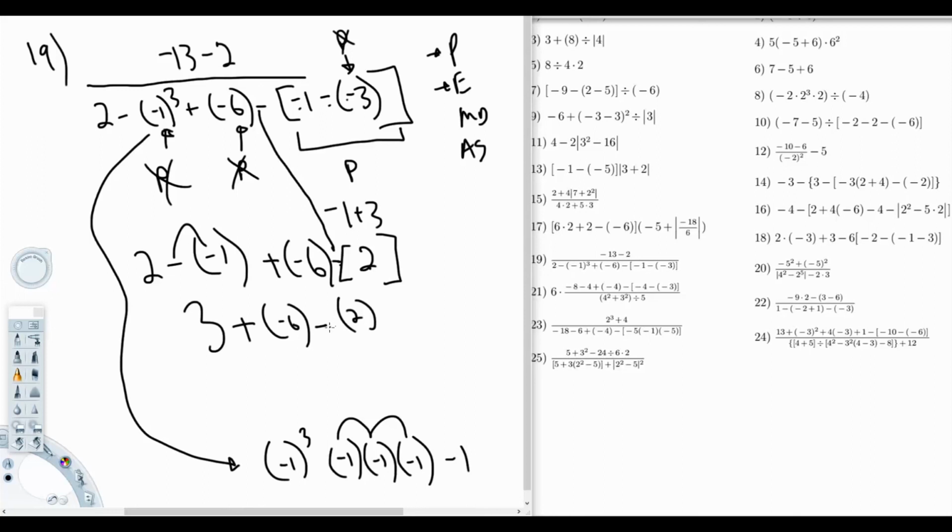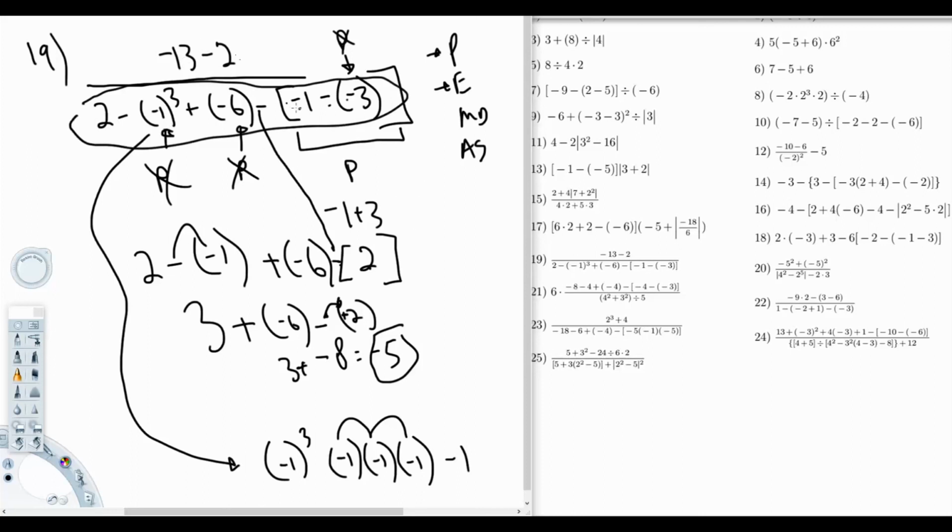Minus 6 minus 2 equals, this is really a positive here. So really what you're doing is you're adding two negative numbers. You can just switch these if you want. But don't do that. Just minus 6 minus positive 2 equals minus 8. So 3 minus 8. 3 plus minus 8 equals negative 5. That is the answer for this whole spiel right here.